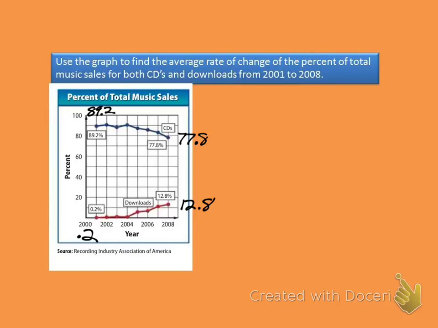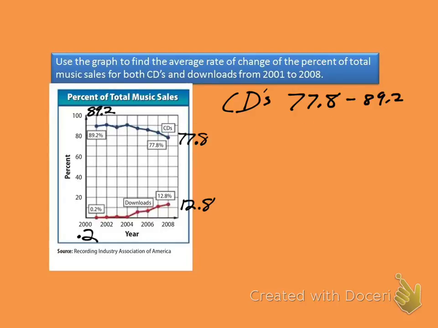Find the average percent, or the rate of change of the percent of total music sales, for both the CDs and the downloads from 2001 to 2008. Okay, so let's go CDs first. Here we go. CDs. 77.8 was the percentage of music sales for CDs in 2008. 89.2 was it in 2001, right?